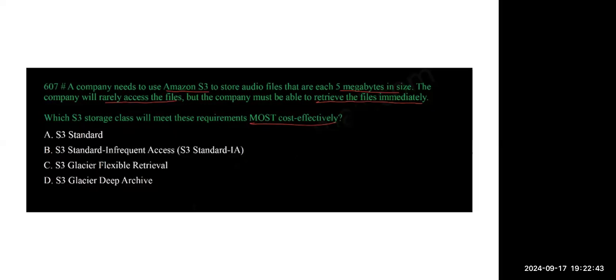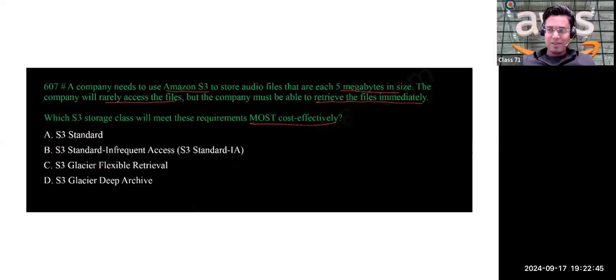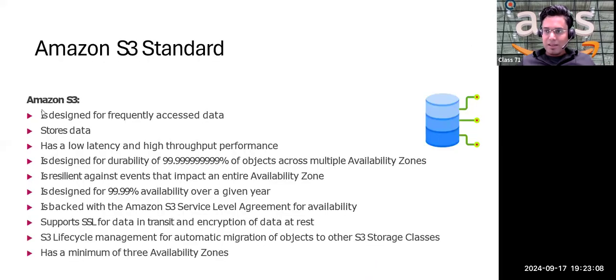If you see this question from yesterday, we have a question like: Amazon S3 stores audio files which are 5 MB in size, the company rarely accesses the files, but must be able to retrieve the file immediately. And we know you need the cheapest one, but retrieving the file immediately. So S3 Standard is the right one. But we cannot select it.